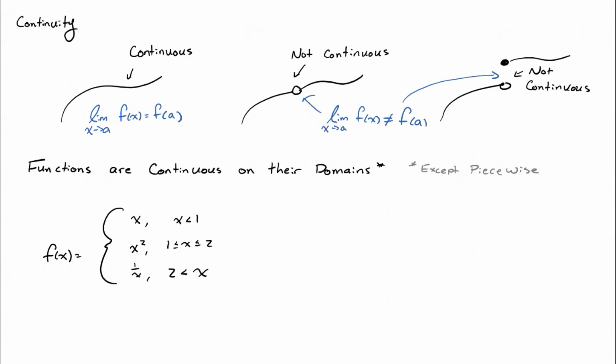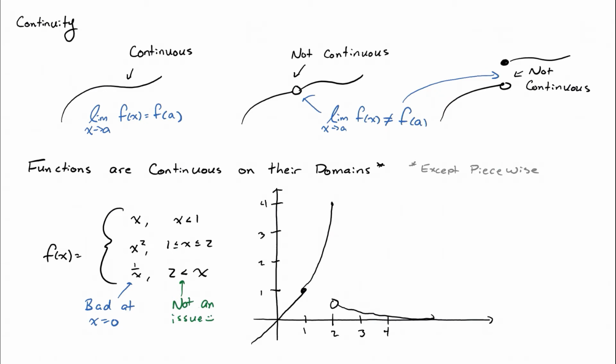This is a piecewise function. You should check that each piece is continuous. The bottom piece, 1 over x, is not always continuous. It's bad at x equals 0. But this doesn't actually matter here. This piece is only active when x is larger than 2. Now check the breaks in the pieces. I'll draw a quick picture to demonstrate these breaks.